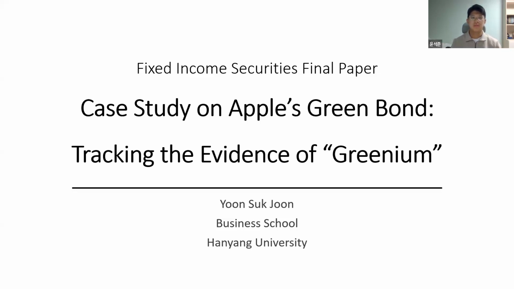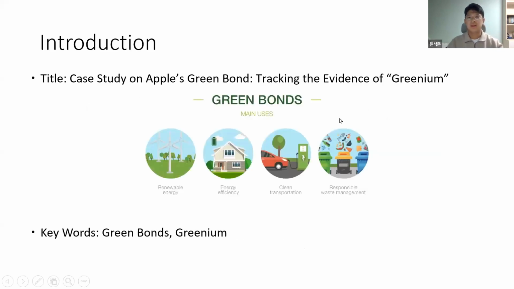In this video, I will explain my final paper in the fixed income securities class. My paper's title is Case Study on Apple's Green Bond, Tracking the Evidence of Greenium. As I explained in the midterm presentation, the keywords are green bonds and greenium. The main point of this paper is to find the evidence of greenium in Apple's green bond.